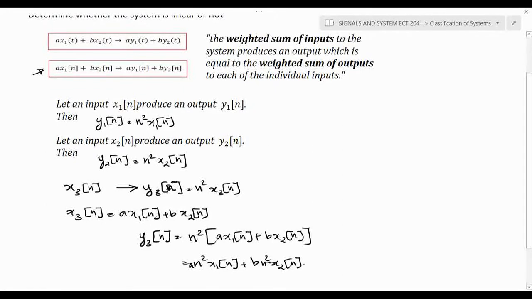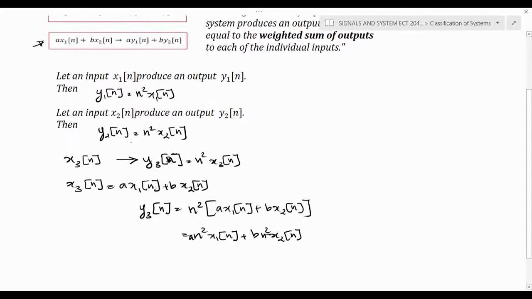And if you compare with the previous equations, that is y1 of n and y2 of n, you can substitute here. So the term n square into x1 of n is equal to y1 of n from the first expression. So you can write a into y1 of n, plus the second term n square into x2 of n can be written as y2 of n. So you can write b into y2 of n. And you got the output as a linear combination.